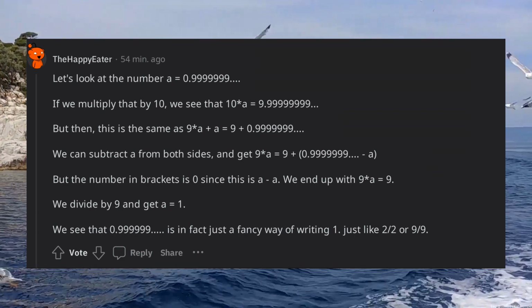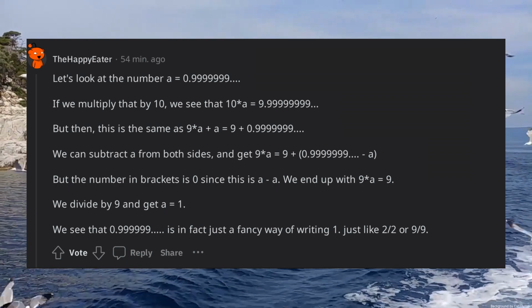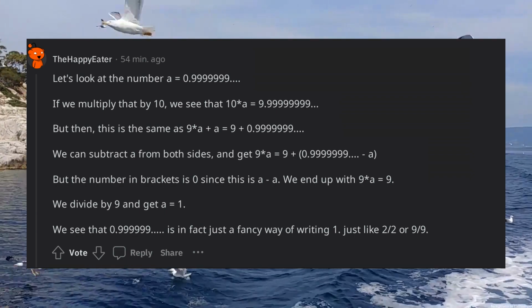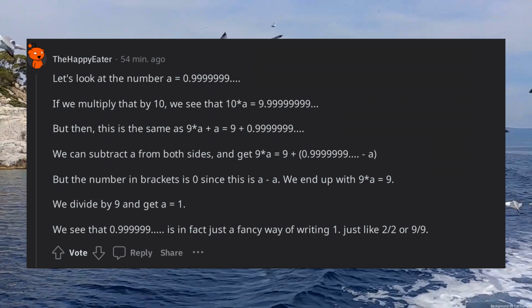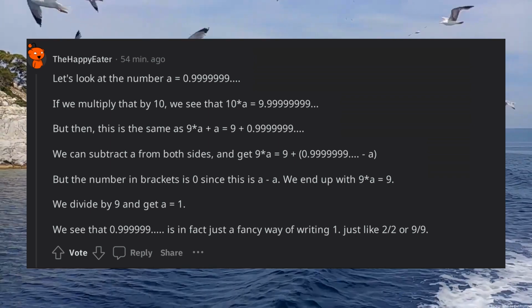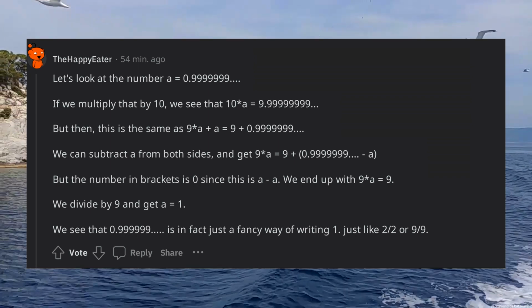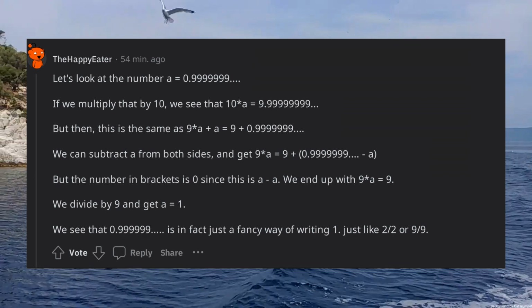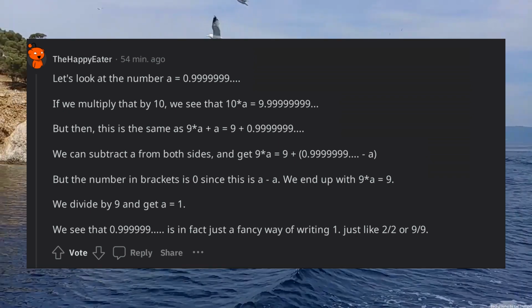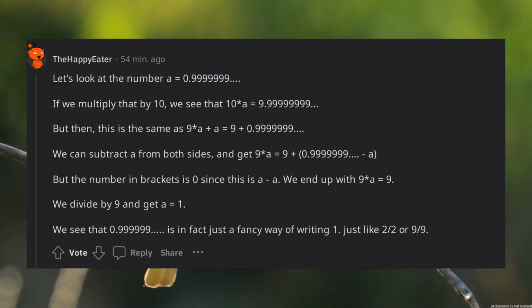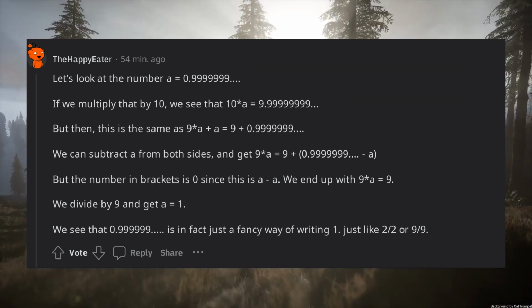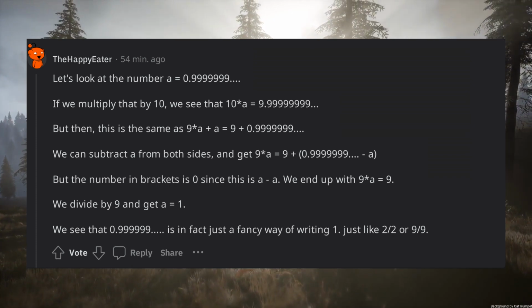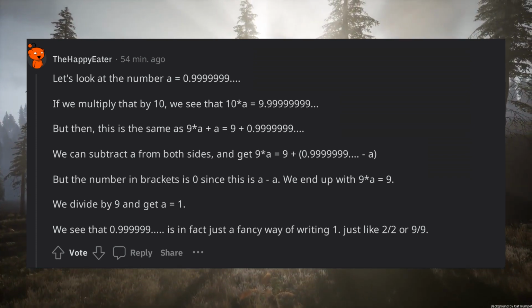Let's look at the number a = 0.9999999... If we multiply that by 10, we see that 10a = 9.999999999... But then, this is the same as 9 + a, since a = 0.9999999... We can subtract a from both sides, and get 9a = 9 + (0.9999999... - a). But the number in brackets is 0 since this is a. We end up with 9a = 9. We divide by 9 and get a = 1. We see that 0.9999999... is in fact just a fancy way of writing 1. Just like 2/2 or 9/9.